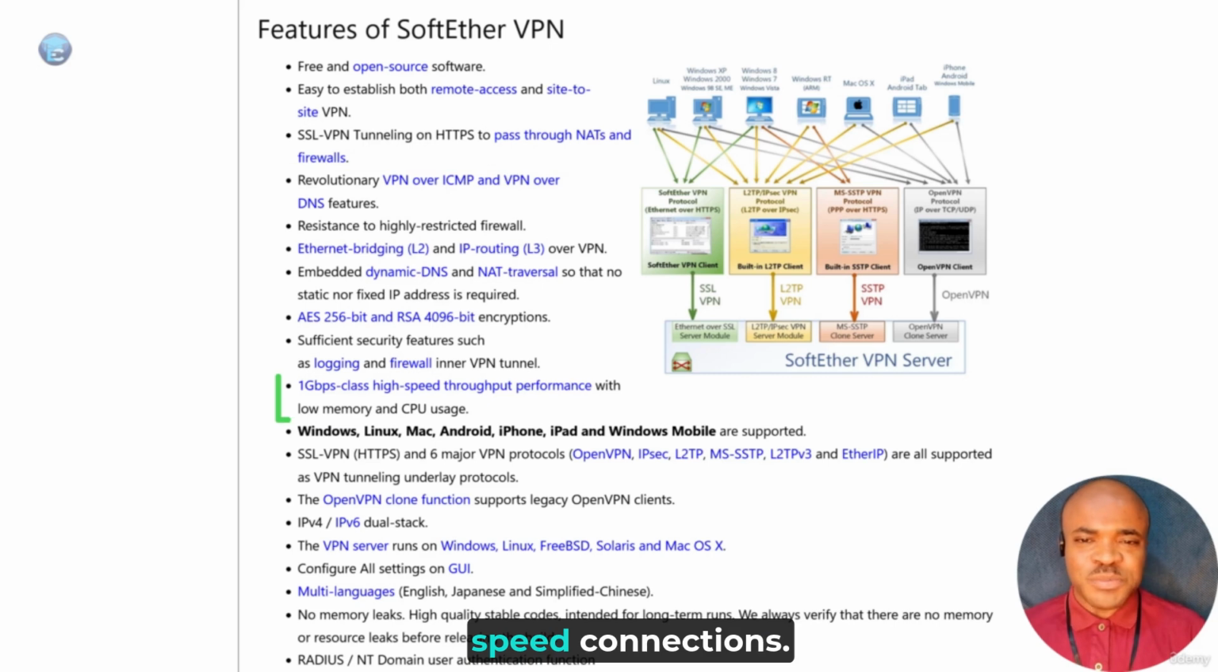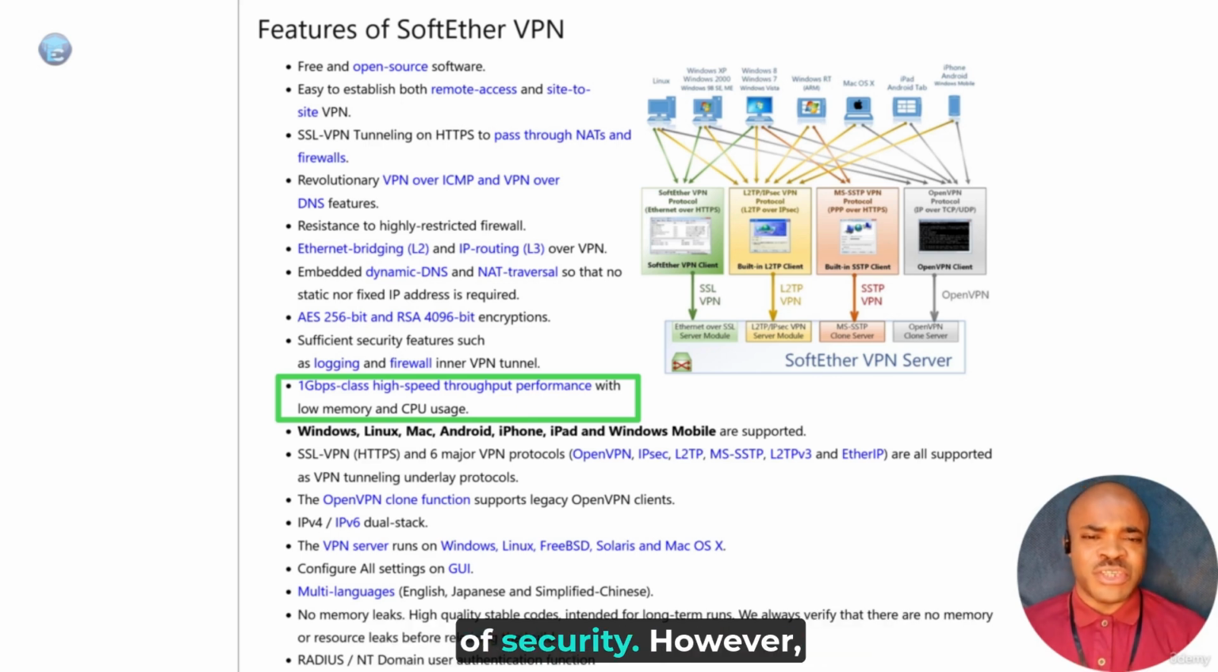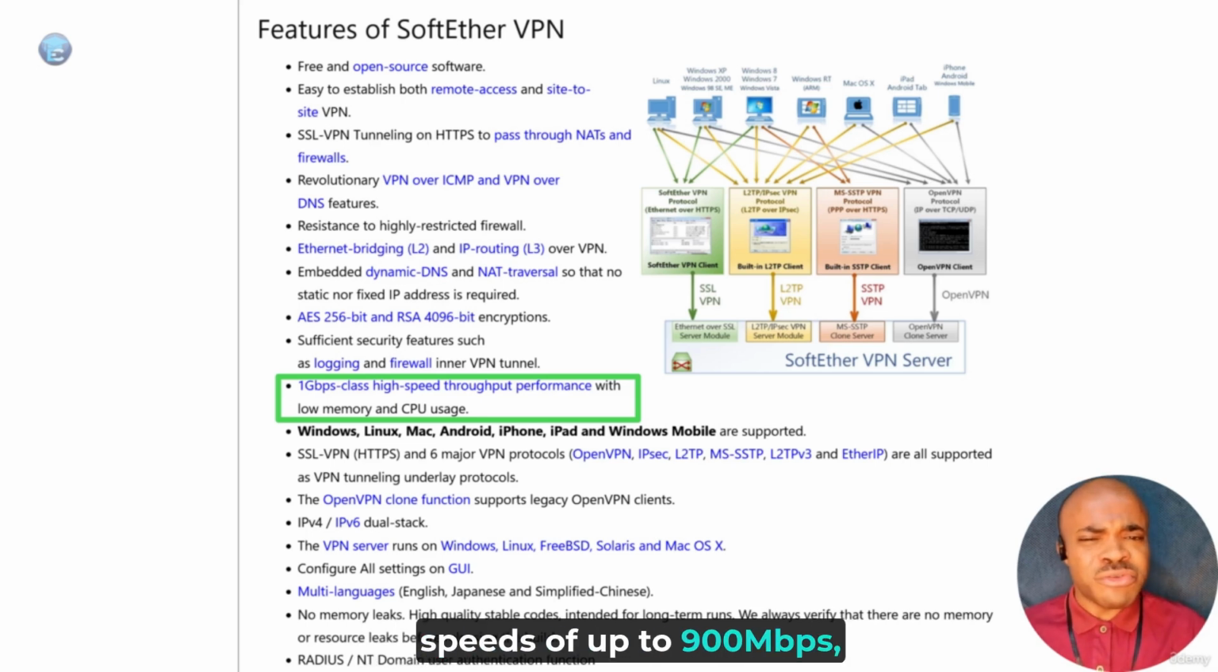Number two, high-speed connections. It is common to find out that certain VPN protocols are slower because of their levels of security. However, that is not the case with SoftEther. The protocol remains very fast despite its robust security system. SoftEther's throughput can reach speeds of up to 900 Mbps, which is a lot faster than PPTP and OpenVPN.